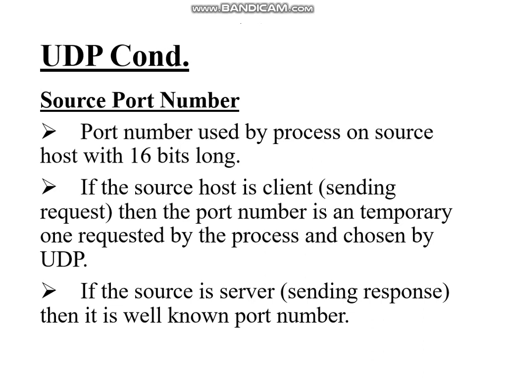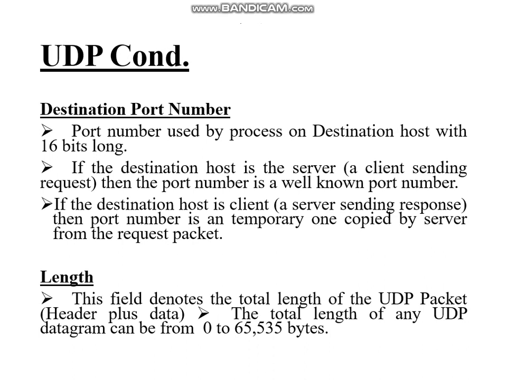UDP continues. Source port number is the port used by the process on the source host, 16 bits long. If the source host is a client, the port number is temporary, requested by the process and chosen by UDP. If the source is a server, it will be a well-known port number. Destination port number is the port used by the process on the destination host, also 16 bits long.